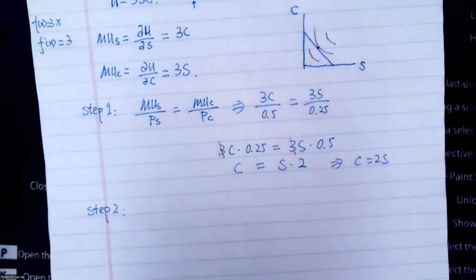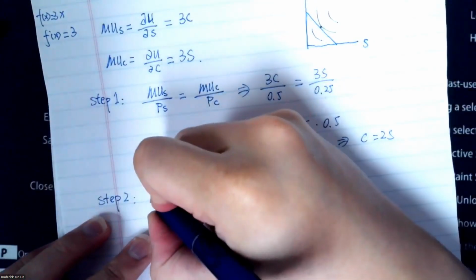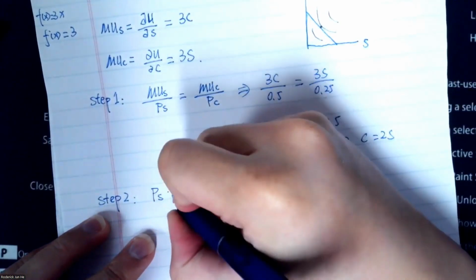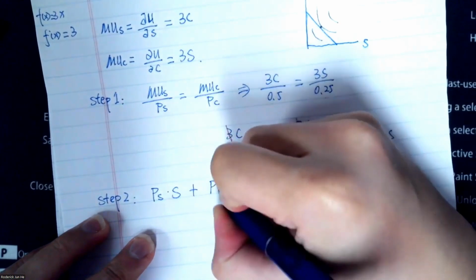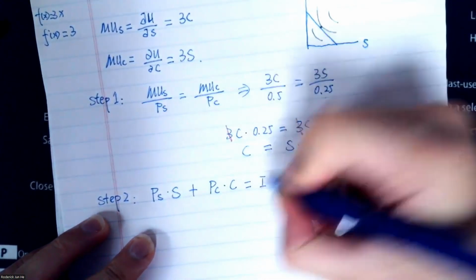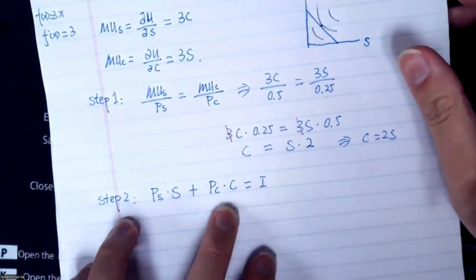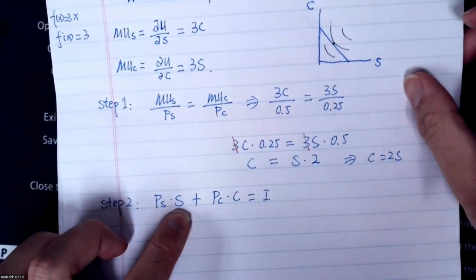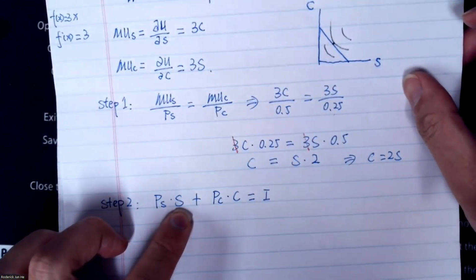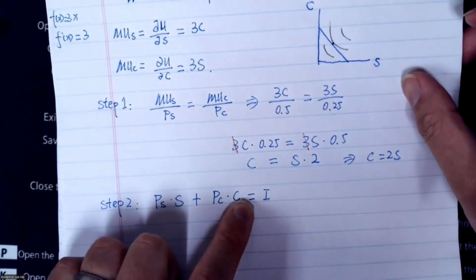So we're using the one that we know, which is the budget constraint. So that's PS by S plus PC by C equal to I. And here S and C are quantities: how many bottles of soft drinks, how many packs of chips.